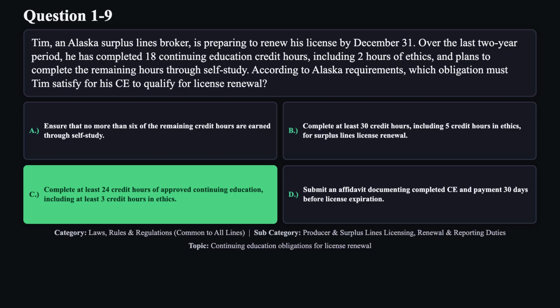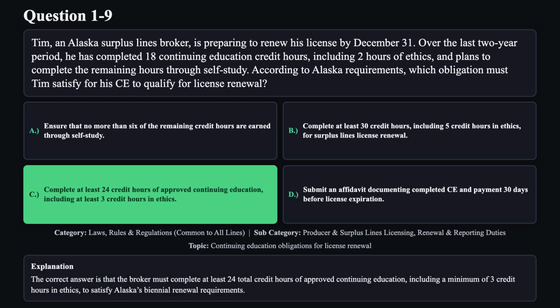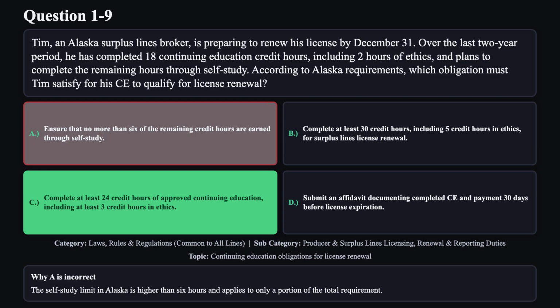The correct answer is C. The correct answer is that the broker must complete at least 24 total credit hours of approved continuing education, including a minimum of 3 credit hours in ethics, to satisfy Alaska's biennial renewal requirements. Reason A is not correct. The self-study limit in Alaska is higher than 6 hours and applies to only a portion of the total requirement.